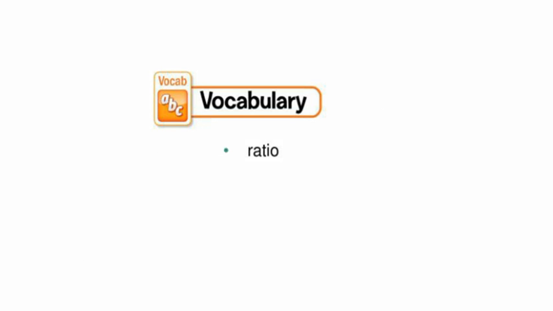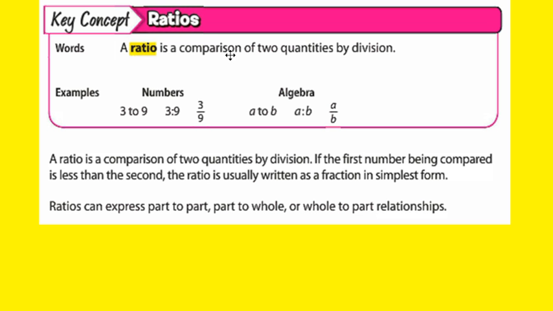The vocabulary you need to know today is ratio. A ratio is a comparison of two quantities by division. There's basically three different ways that you can write a ratio. You can use the word to, you can use a colon, or you can use it as a fraction. So if you're comparing things like 3 girls to 9 boys, or 3 apples to 9 oranges, you can say 3 to 9, 3 colon 9, 3 over 9.